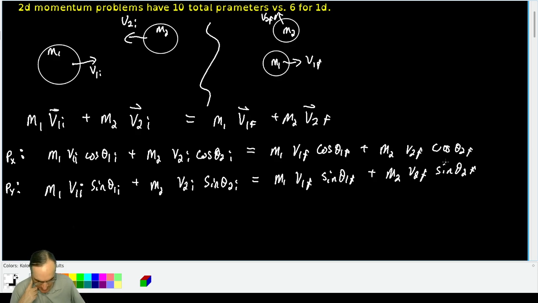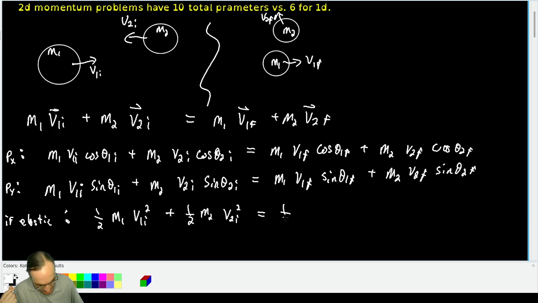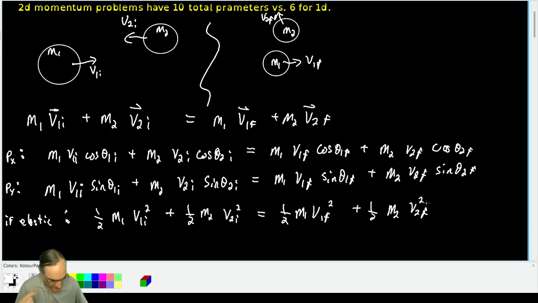Okay. If elastic, then you also get 1/2 m1 v1 initial squared, that's the speed squared, plus 1/2 m2 v2 initial squared equals 1/2 m1 v1 final squared plus 1/2 m2 v2 final squared. Okay. But only if elastic for that last one, so don't use it all the time. Usually we don't use it in solving problems at all. We'll talk about what happens with elastic separately in a minute or so here.